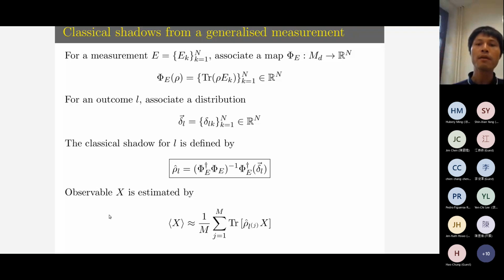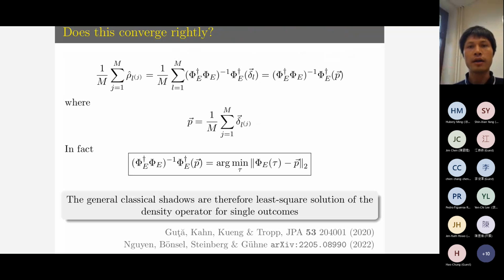For an observable, you simply have to do as before. You just have to average for each of the shadows. So everything works exactly like before from now. However, how do we understand this formula? Why is this formula good?